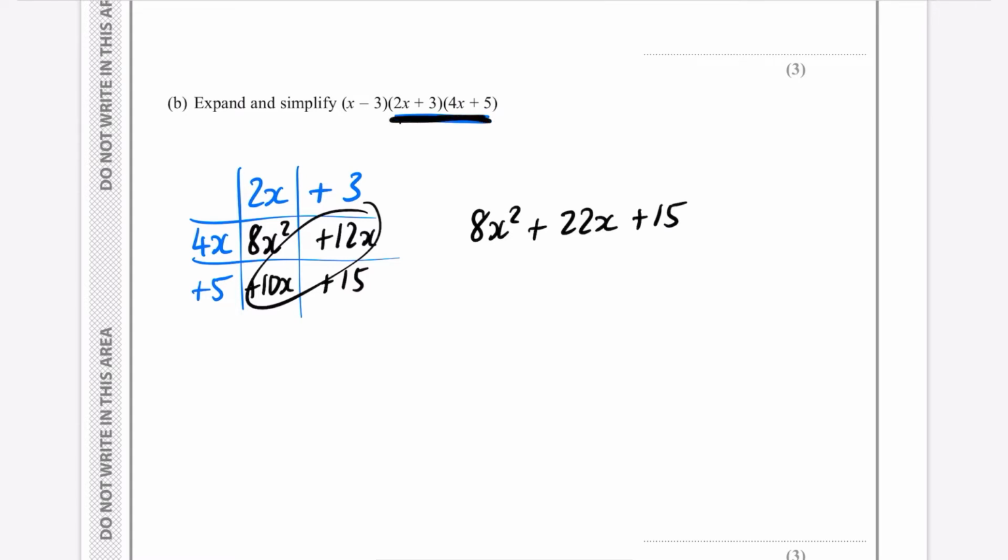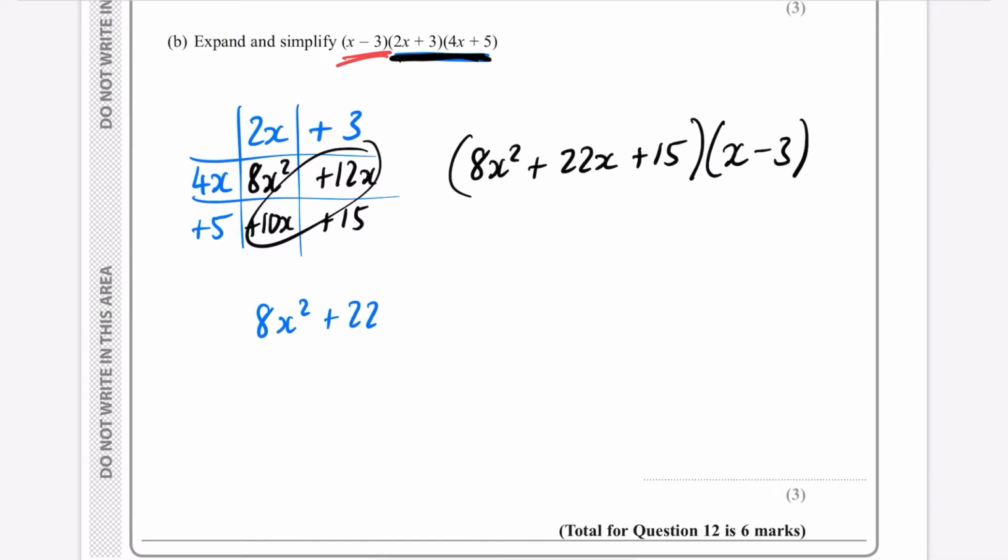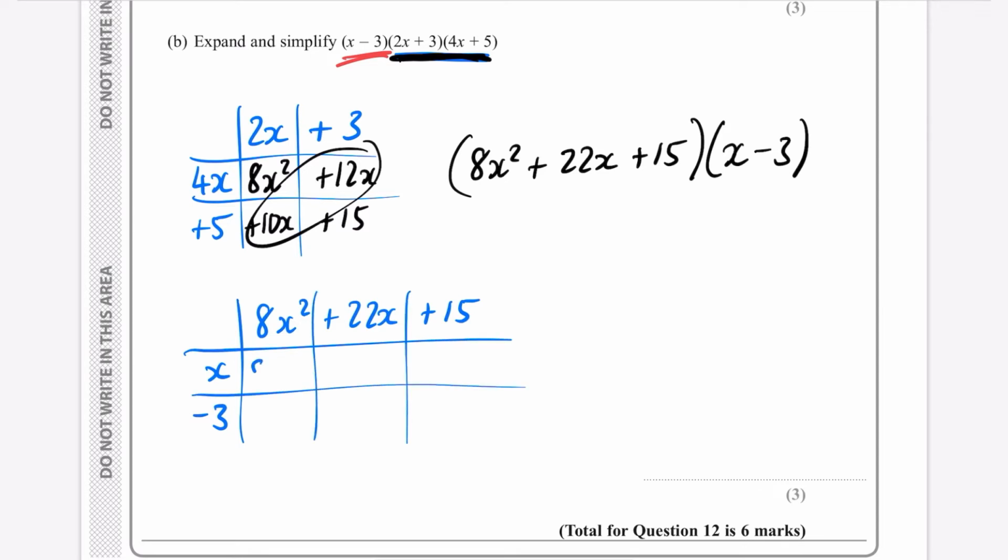So that part now needs to be multiplied by the x minus 3. So this whole thing here now needs to be multiplied by x minus 3. And this is where the grid method is definitely going to be the best one. So I'm going to put along the top or the side, it doesn't really matter, 8x squared plus 22x plus 15. And then along the side, I'm going to do my x minus 3. So filling everything in this grid, I'm going to get 8x cubed, 22x squared, 15x, minus 24x squared, minus 66x, and minus 45.